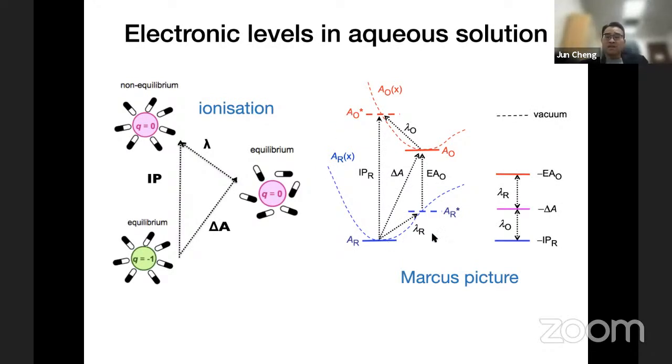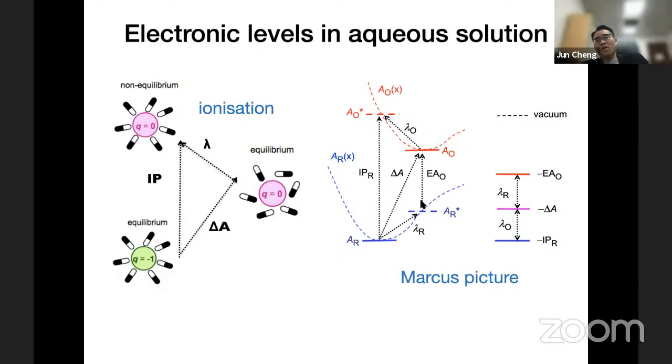Similarly, we can use a Marcus type of diagram. We have an energy surface corresponding to the reduced state and also a free energy surface corresponding to the oxidized state, along an arbitrary reaction coordinate. It's really the same: we can vertically oxidize this anion, which corresponds to the vertical ionization potential, and then we reach a higher energy point. After some time, it will reorganize to reach the minimum of the potential energy surface of the oxidized state. That's the difference of the free energy.